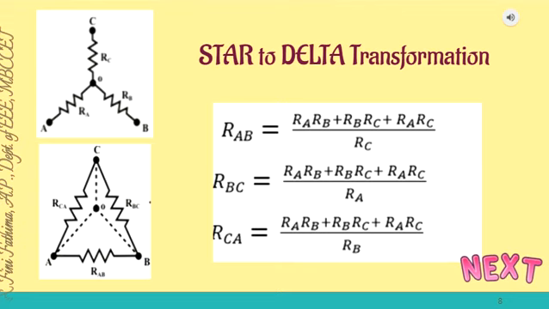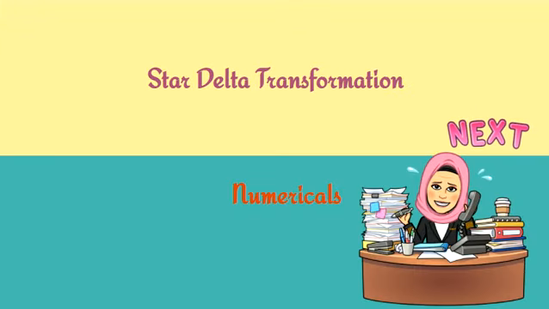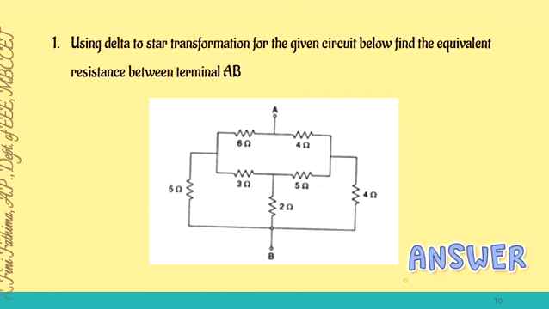Okay, now we will move on to our problems. We are going to solve some problems. There will be 10 problems. So the first question is, we have to find out the star delta transformation. Using star delta transformation, we have to find out the resistance between A and B.